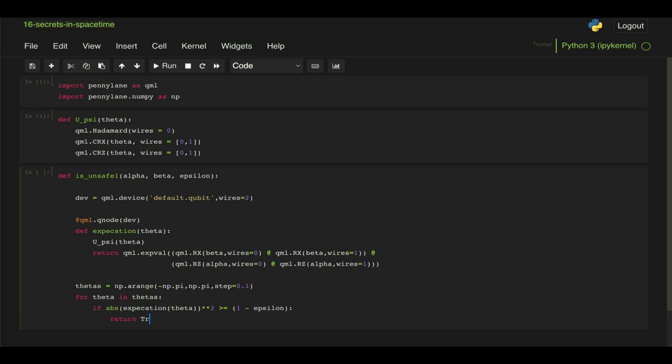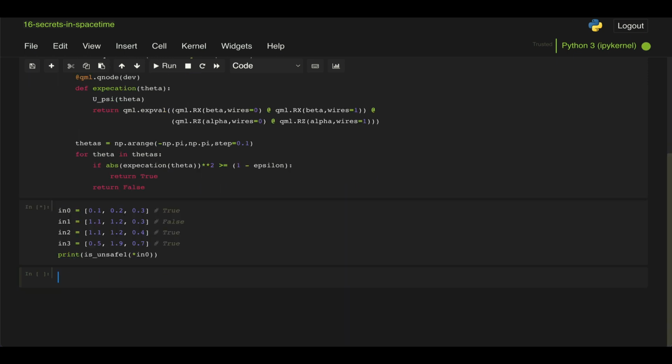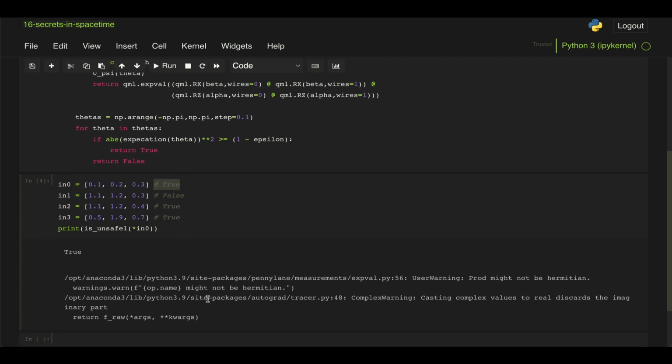And return true if that's the case. Otherwise, return false. Okay, so here now what we're going to do is copy and paste different inputs for alpha, beta, and epsilon to check if this is working correctly. And here I have the expected outputs for each of these inputs. So if we start with this input 0, what we see is that we get the correct answer, so true, but we also get a warning here.